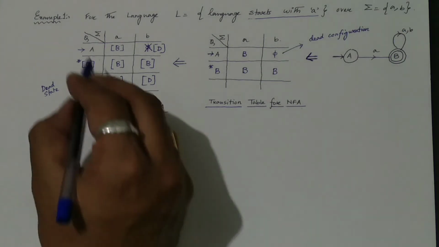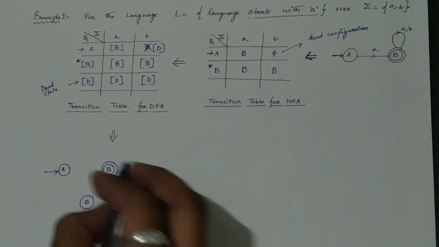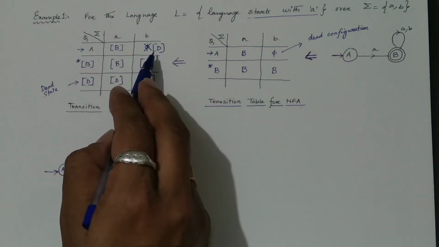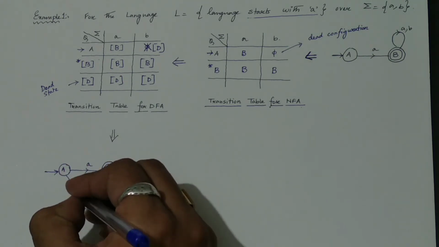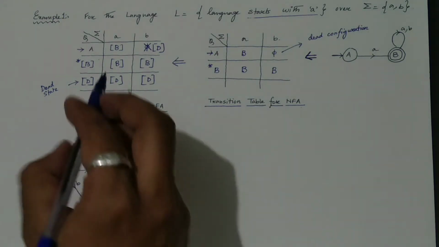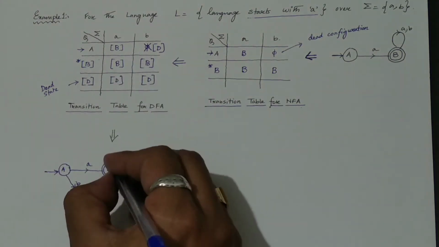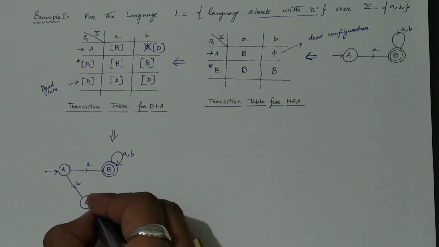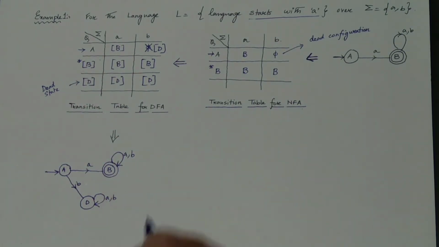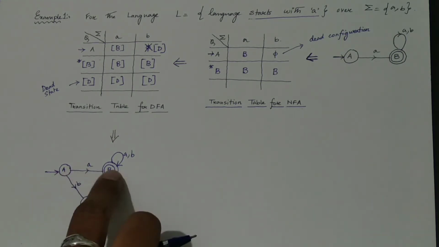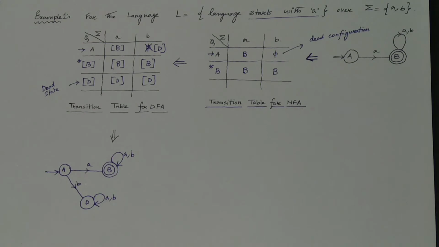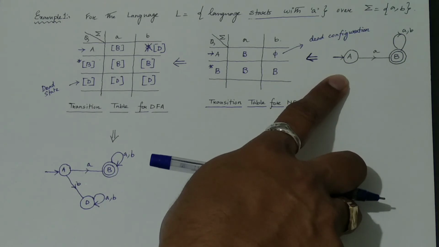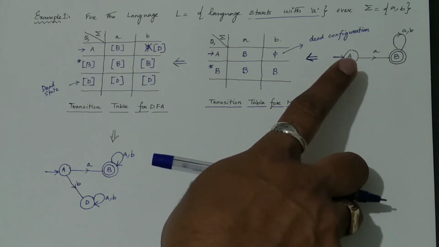Okay, so A on input A, it is going to B. A on input B, it is going to D. Clear? Then B on input A and B, both are going to the same state, so I can put a self loop, A and B. Then D on input A and B is going to itself. Correct? Now you can check that for every state there is a transition for each input. So now this is your final diagram for this particular one. Clear? Any doubt? If you have any doubt, please comment down below.